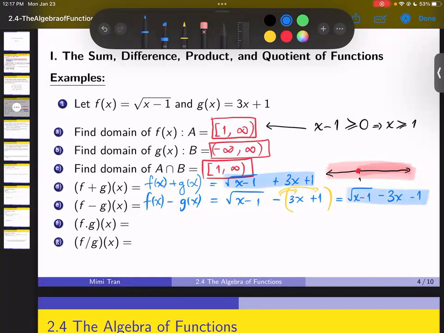f times g of x. That means f of x multiplied by g of x. So that means the square root of x minus 1 multiplied by 3x plus 1. I want you to think of this as one term. Do not split it.